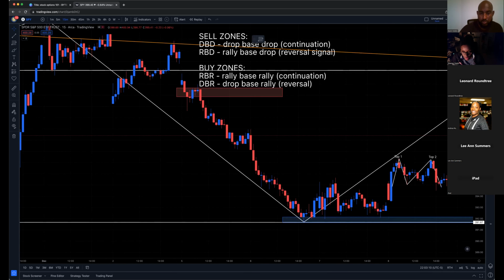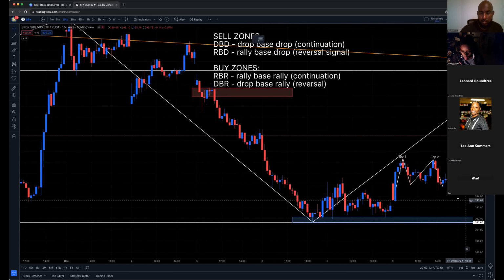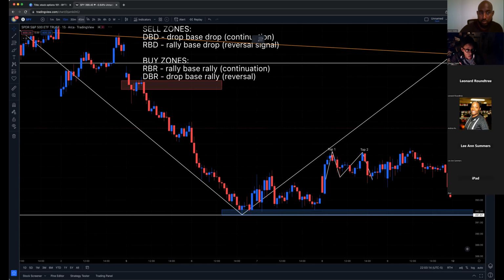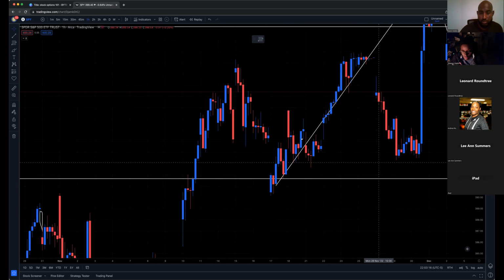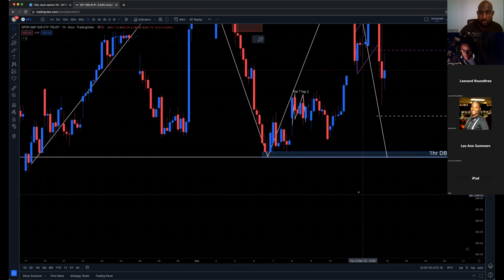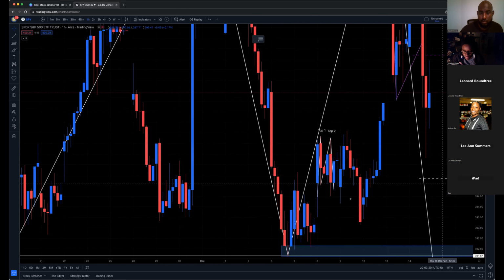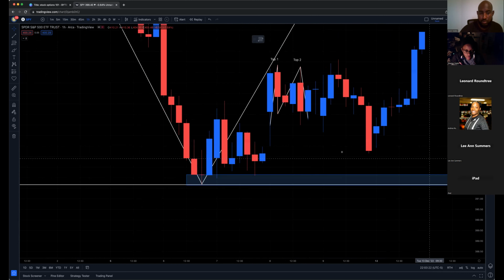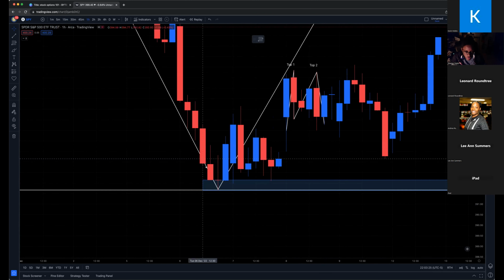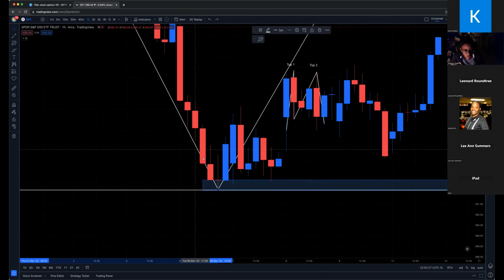Let's see. I think this is a 1 hour zone over here somewhere that I got drawn down. Okay. Perfect one right here. This is what I consider a drop. Oh Lord. A drop base rally, right?